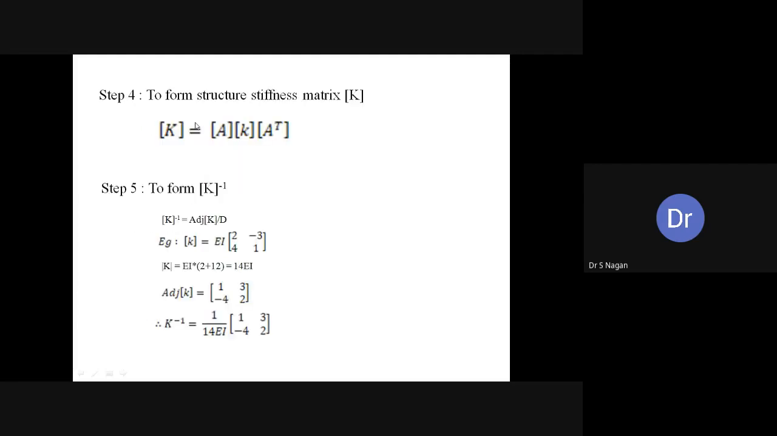To form capital F. Capital F is internal joint moment. So this internal joint moment matrix capital F is given by small k. Actually, please, this is wrong. It's not capital K, it's small k into A transpose, K A transpose into X. This K A transpose only, I told initially, we'll be using at the subsequent step.